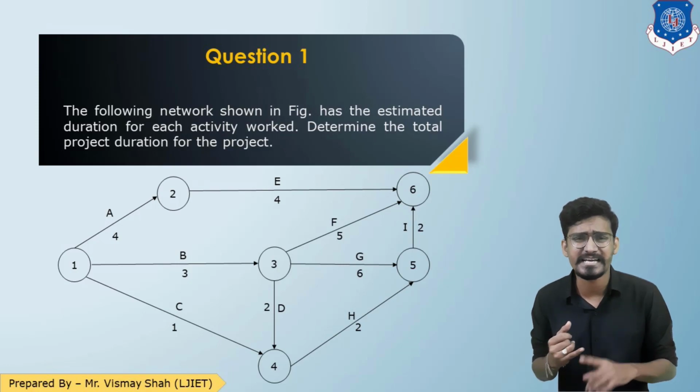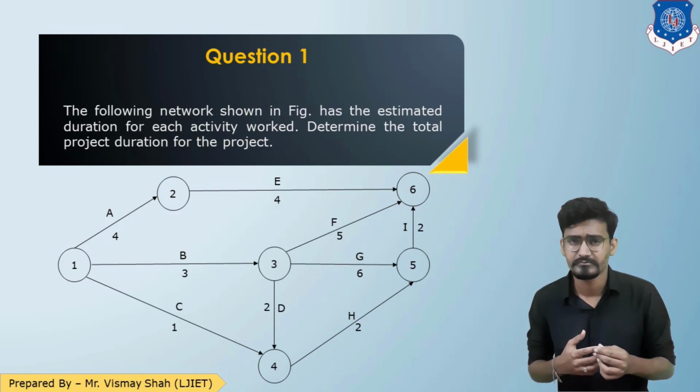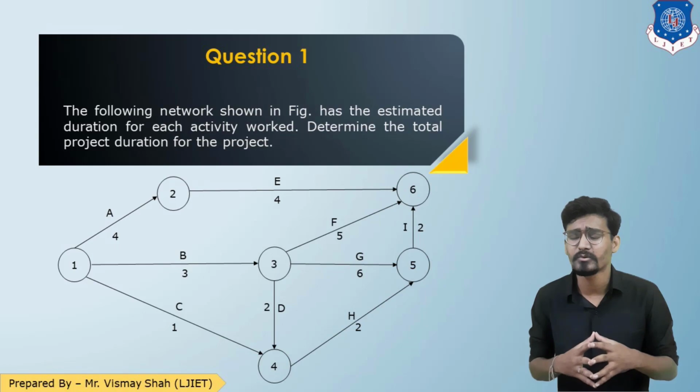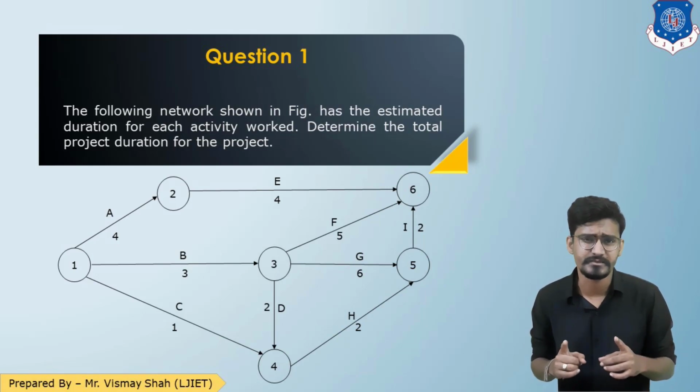So activity A has duration 4, B has duration 3, C has duration 1, D has duration 2, E has duration 4, F has duration 5, G has duration 6, H has duration 2, and I has duration 2. So that is your network with the given logic, and the entire network is given to you. You have to find out the total duration of the project.